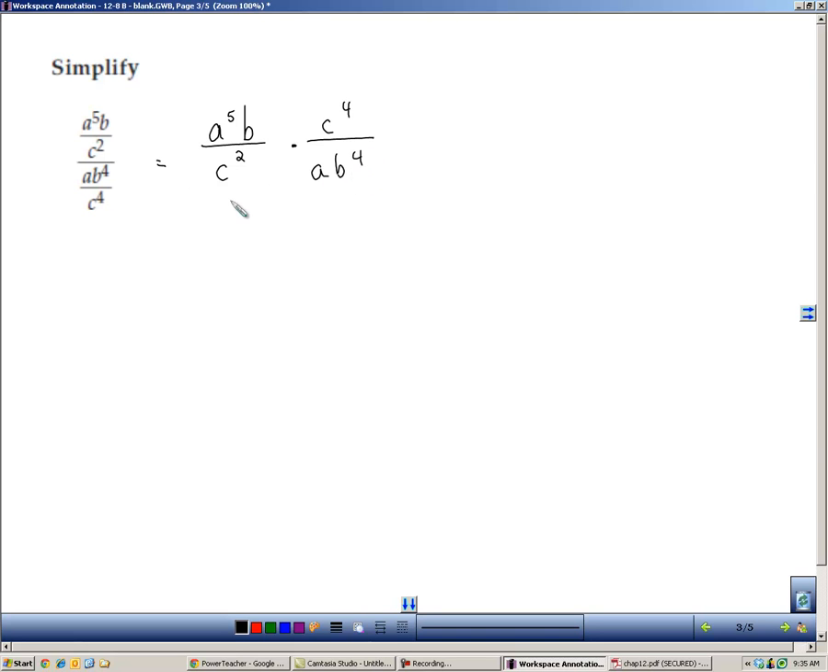Now it's a lot easier to cancel. I have 2 c's here and 2 here, so I cancel 2 of them, leaving a c squared. One of the a's is gone, leaving an a to the 4th. One of the b's is gone here, leaving a b to the 3rd. So we'll have a to the 4th c squared all over b cubed.